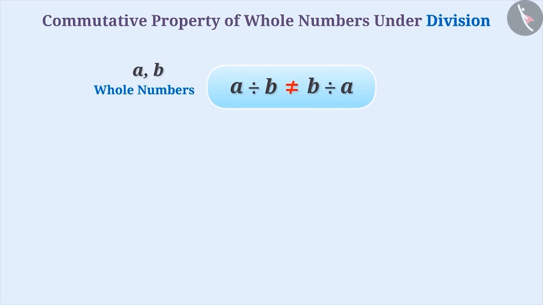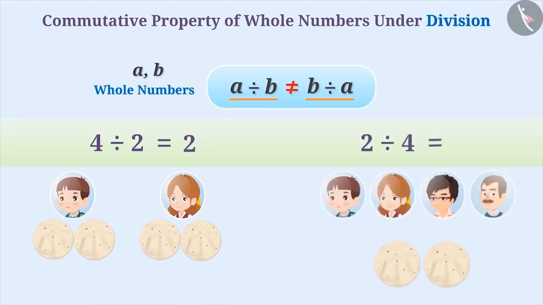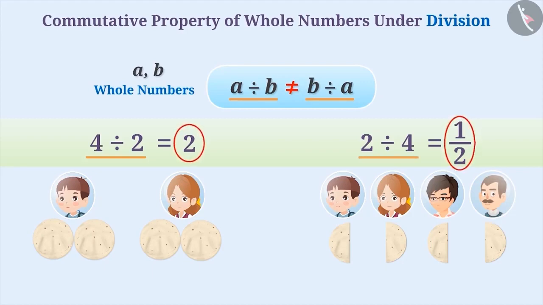Coming to the division operation. The division of any two whole numbers a and b cannot be done by changing the order because a divided by b is not equal to b divided by a. For example, 4 divided by 2 is equal to 2. However, 2 divided by 4 is equal to half. Therefore, 4 divided by 2 cannot be written as 2 divided by 4 by changing the order. Therefore, division of whole numbers is not commutative.